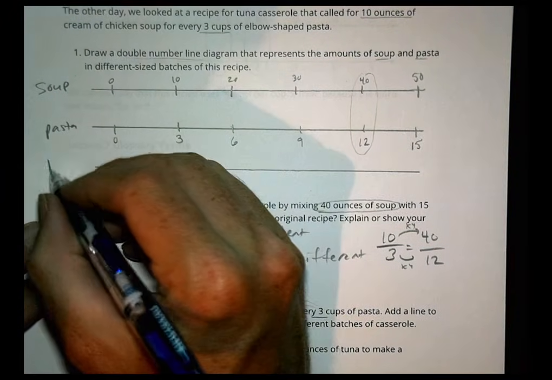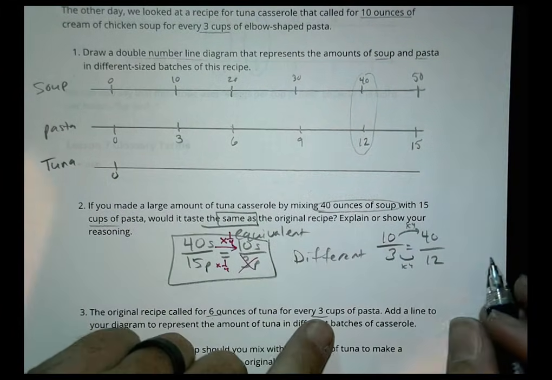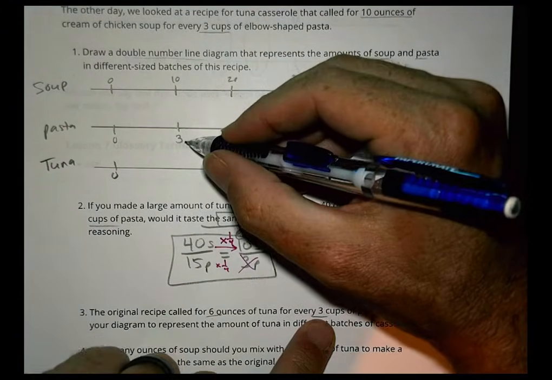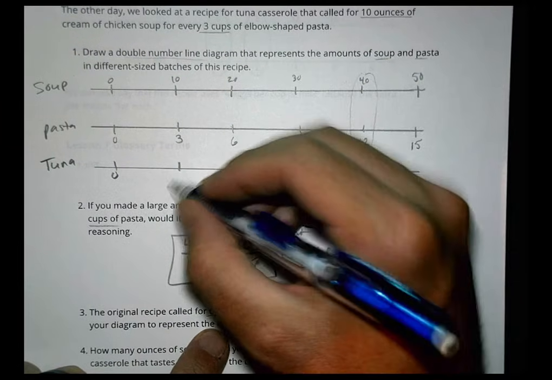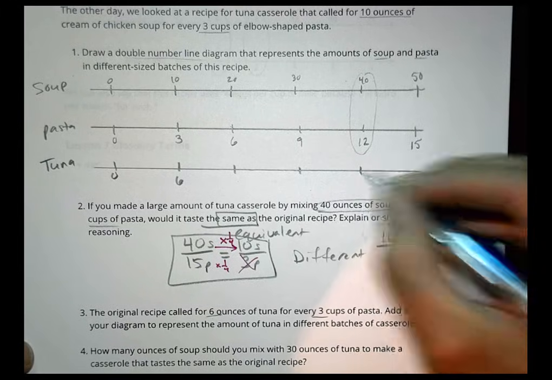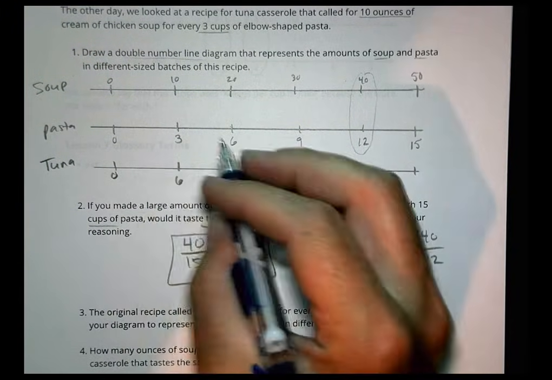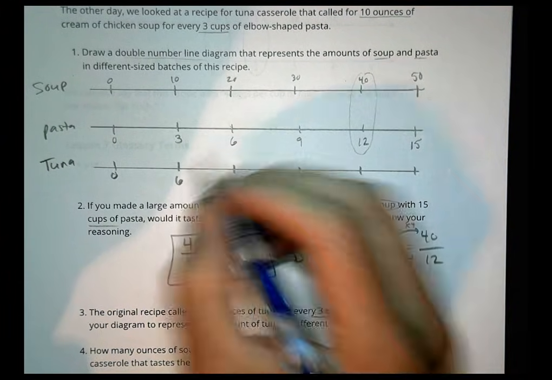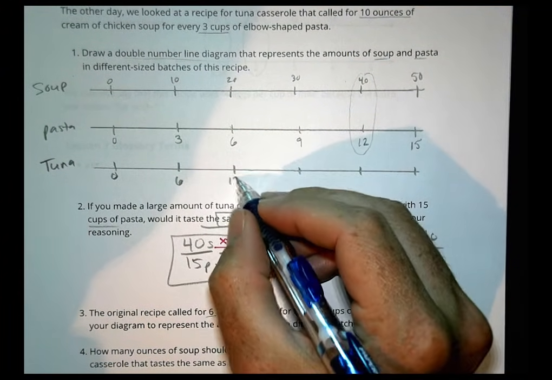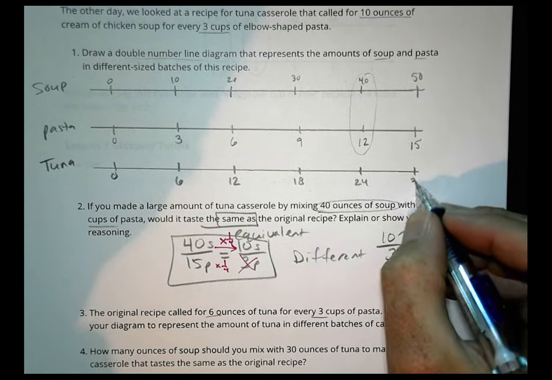So I still have 0, and it says for 3 pasta, I have 6 tuna. So tuna is 6 right there. I can add my hash marks to line up beneath these guys here. And again, this tells me what I'm counting by. I'm counting by 6s. So I have 6, 12, 18, 24, and 30.